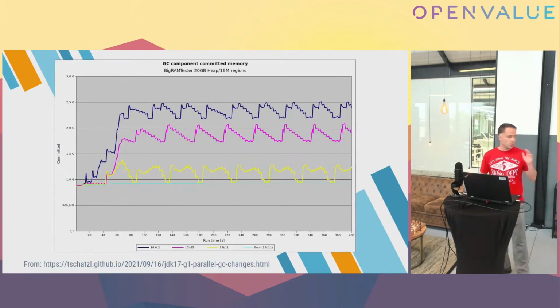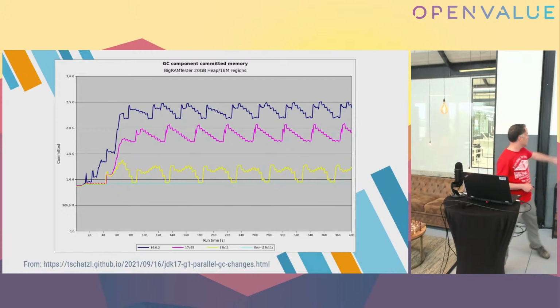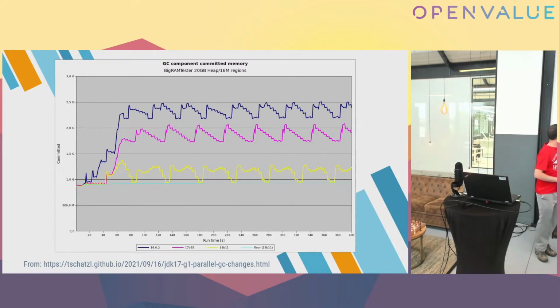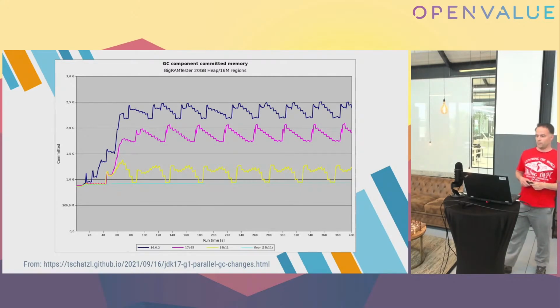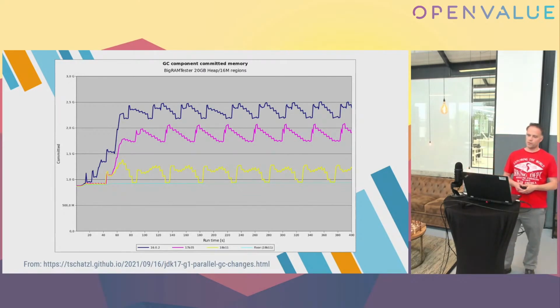So this shows basically how much the performance improved in this case for the committed memory. So let's see, the highest one is Java 16, then the purple one is Java 17, and the yellow one is Java 18. So in this case, it's faster. Of course, don't trust any statistics you haven't falsified yourself. It really depends on your use case, your app.